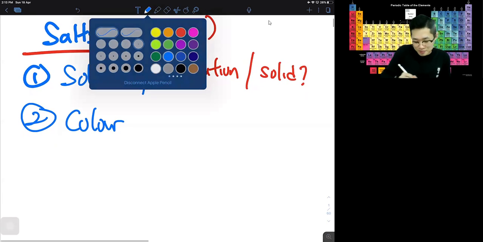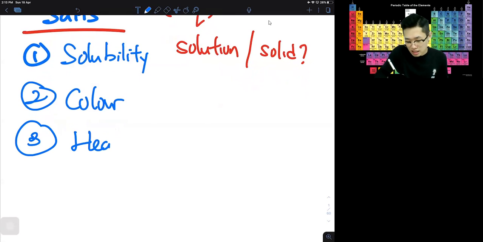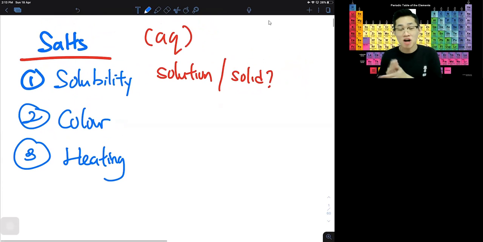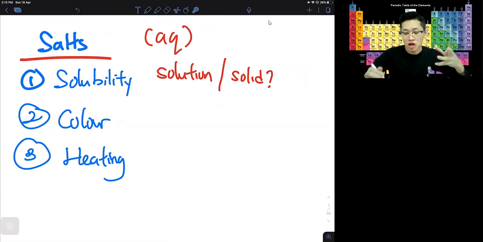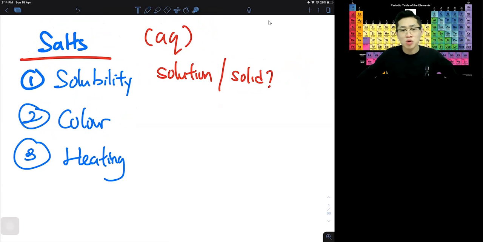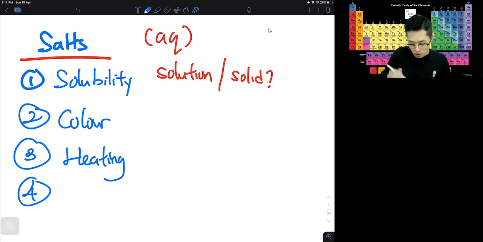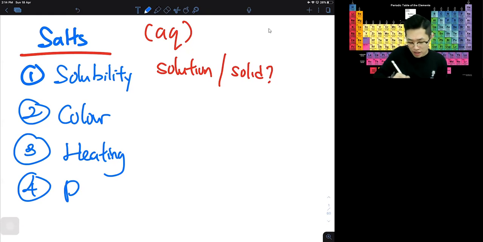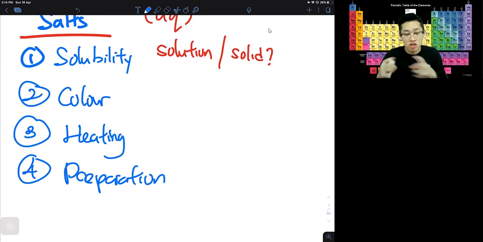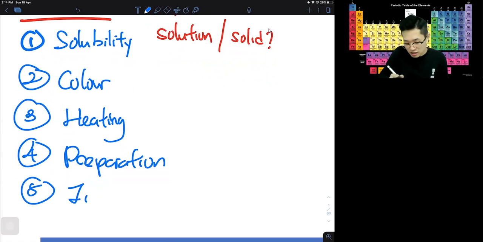Number 3 is heating of salt. Heating of salt is a reaction. After you learn about salt, they heat it and it is a reaction. You have to know what products are going to form, so these are the things they can ask you. After heating, we do preparation of salt. That means you make the salt. Lastly, ion test.